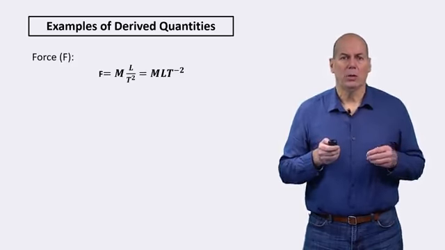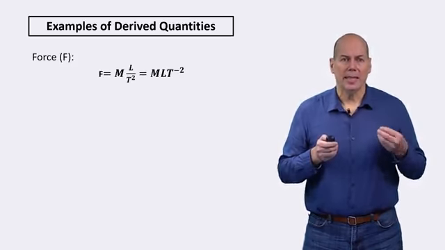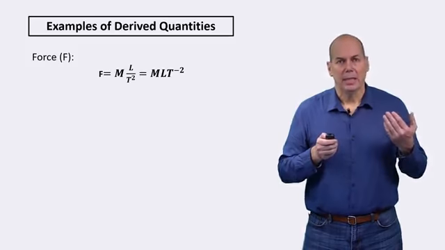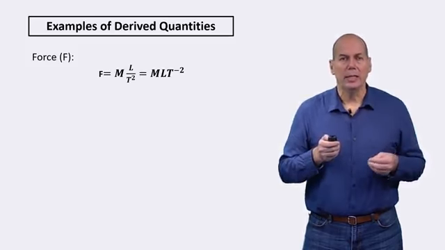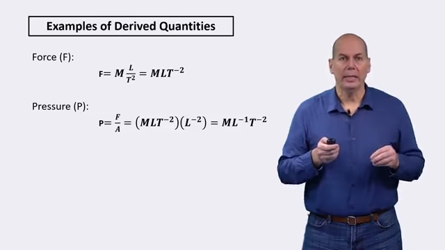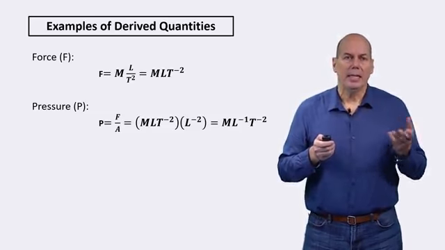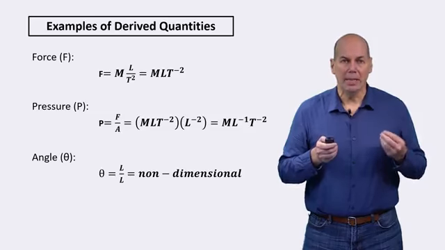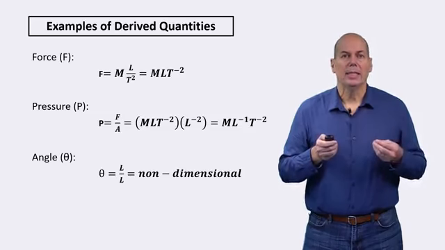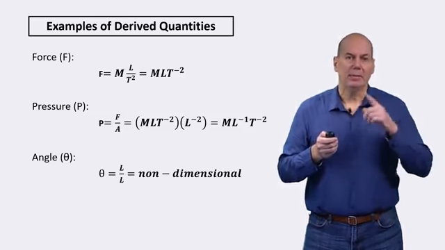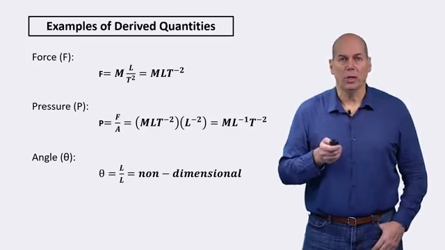Force, which using Newton's second law is mass times acceleration. So it is mass times length over time squared. Pressure, which is force per unit area, which is shown here. And finally, angle, measured in radians, which is a dimensionless quantity, since the angle is measured as the arc, which is length, divided by the radius, which is also length.